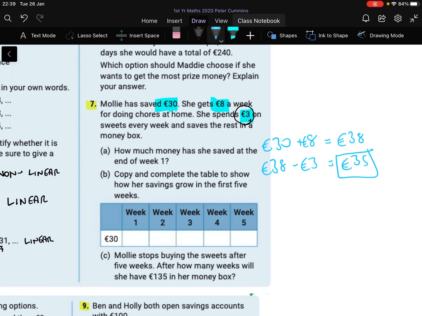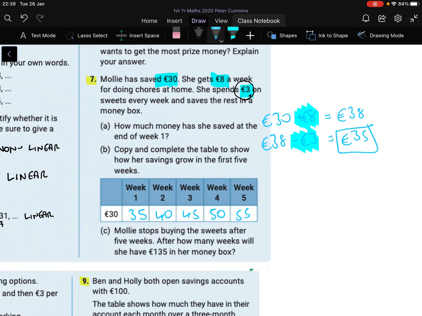Okay, part B then, fill in the table. Copy and complete the table, show how the savings grow in the first 5 weeks. So we already got the answer to week 1 is going to be €35. Week 2, it's going to go up by €5 a week, isn't it? So +8 take away 3. So here's the movement every week. She gets €8 pocket money and takes away 3 for sweets. So every week the money's going to go up by €5. So week 2 is going to be 40, week 3 is going to be 45, week 4 is going to be 50, and week 5 is going to be 55.